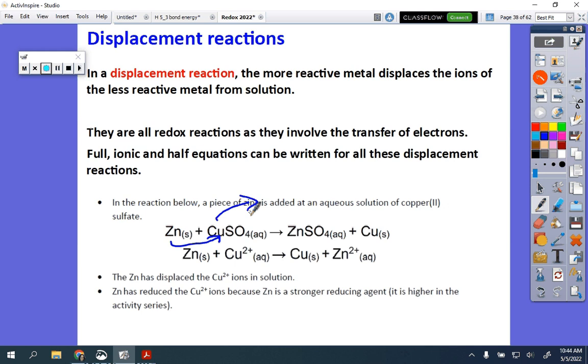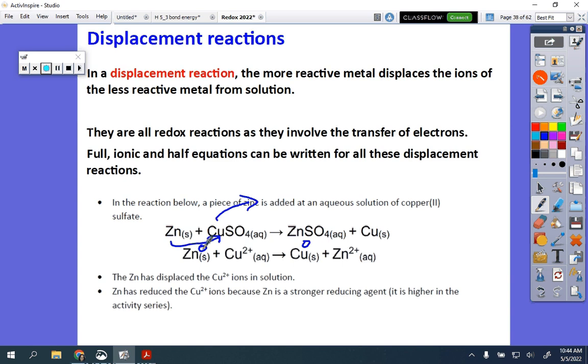So which of these is being reduced? The zinc or the copper? The copper. We're going from +2 to 0, right? Our zinc is going from 0 to +2, so our zinc is being oxidized.